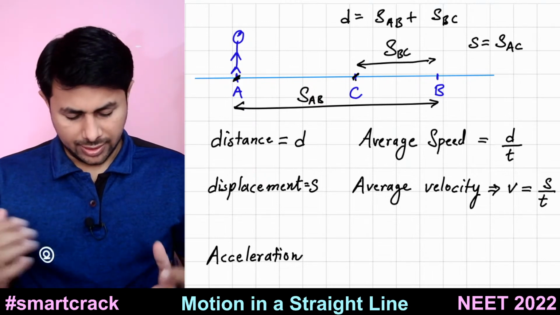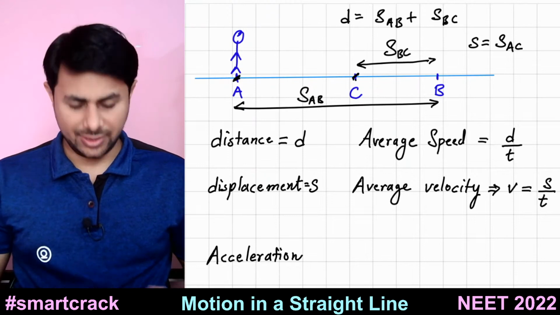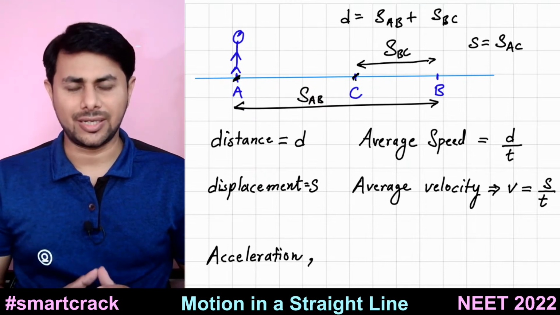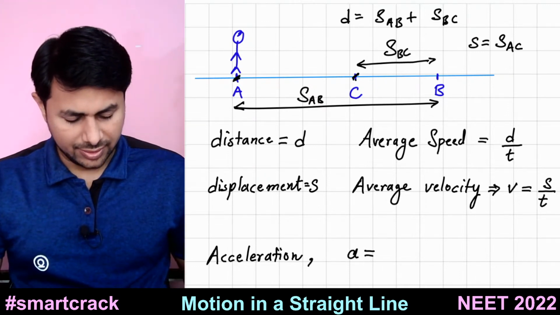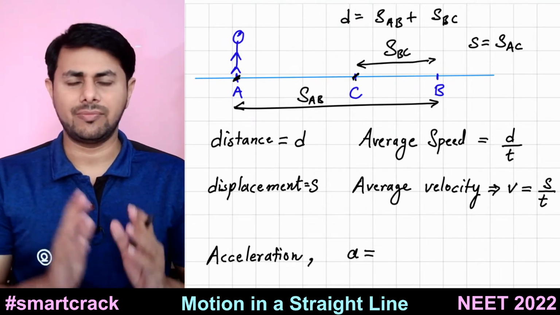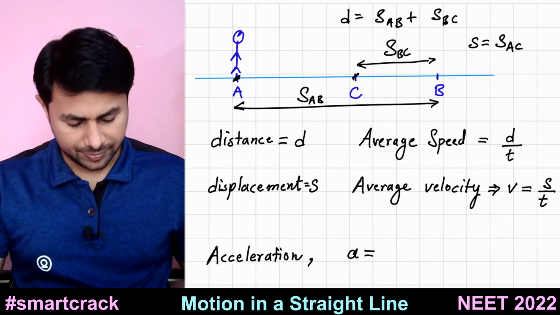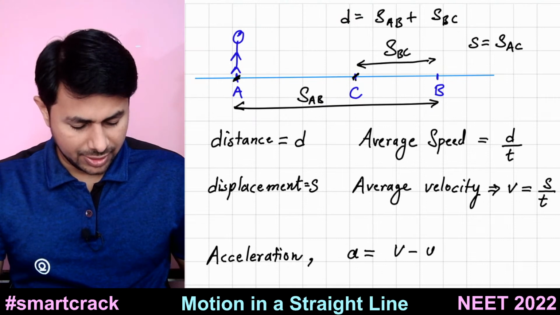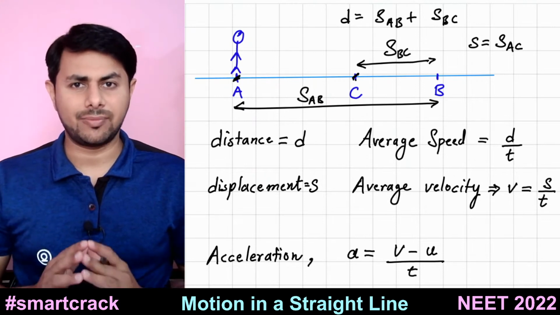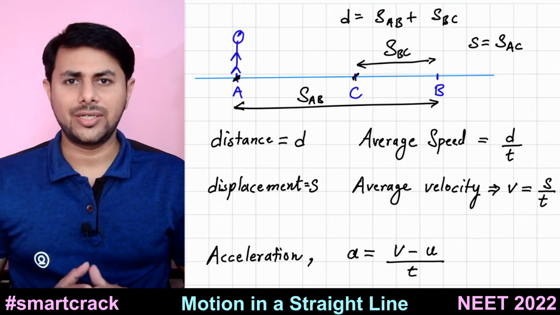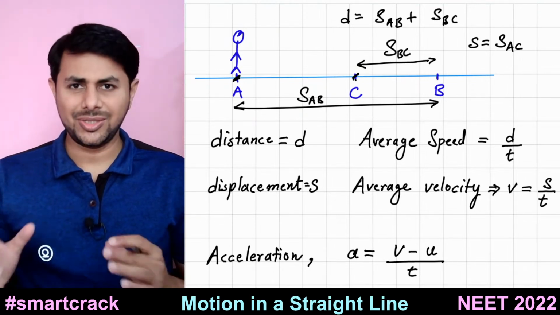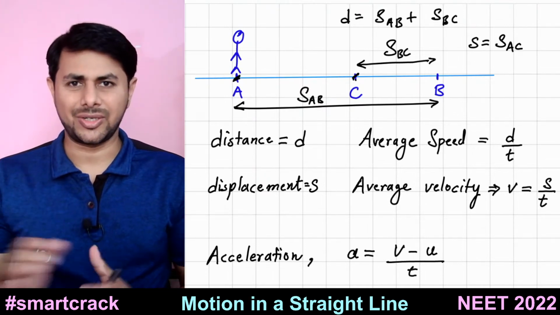And then the next term is acceleration. Acceleration is defined as change in velocity divided by time. So acceleration a is equal to change in velocity per unit time, that is, final velocity minus initial velocity divided by time. Final velocity is v, initial velocity is u, and time is t. Then acceleration is given by (v minus u) divided by t. All the quantities that we have defined are average quantities, and these need to be memorized for a particular motion.